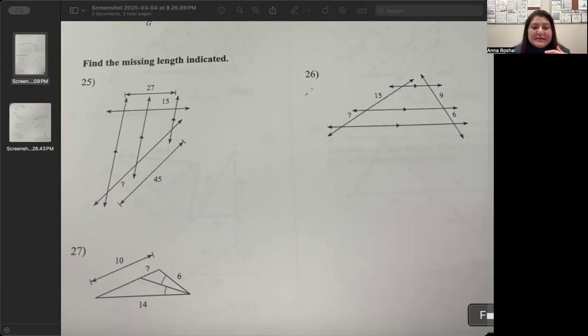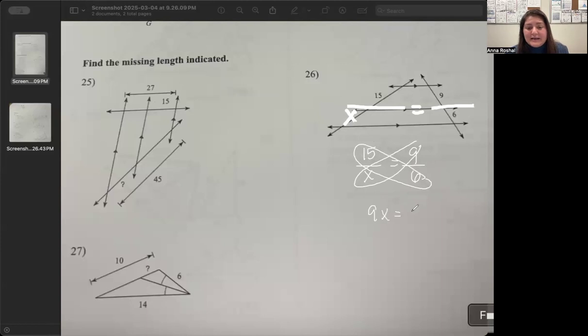This one's really nice because I can just go in, okay, 15 over x is equal to 9 over 6. When I do that, you can simply multiply straight across and get 9x equals 15 times 6. 15 times 6 is 90. That looks a little weird. It gave me a funky number. I think I put something in incorrectly. And then I divide by 9 on both sides, and I get 10.